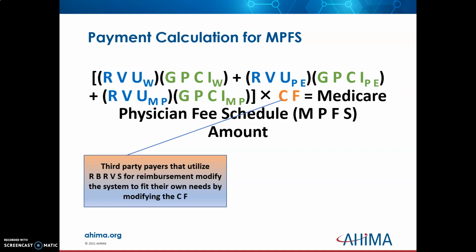Third-party payers utilize RBRVS for reimbursement and modify the system to fit their own needs by modifying the conversion factor. Okay, so third-party payers typically use Medicare's physician fee schedule. However, commercial payers often pay more than Medicare, so they will just increase the conversion factor. So they utilize Medicare's physician fee schedule, but alter it on the commercial side.